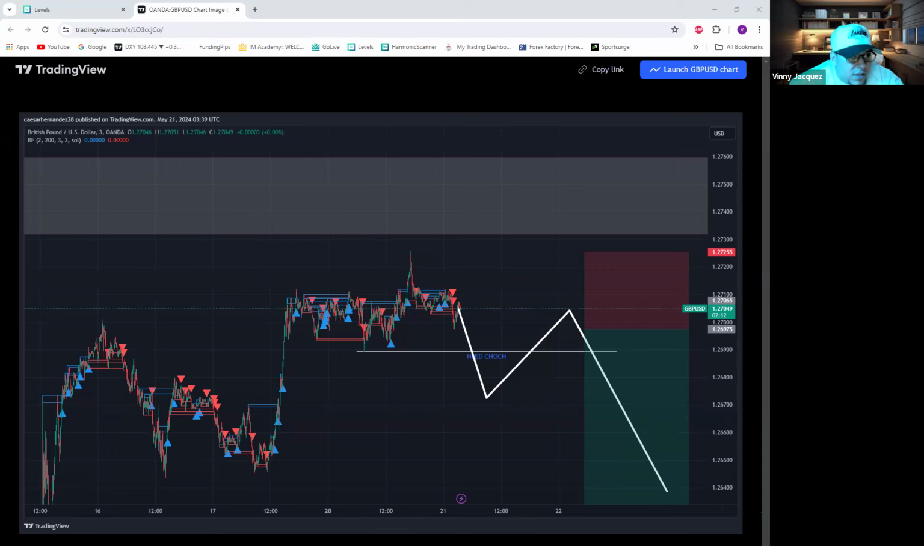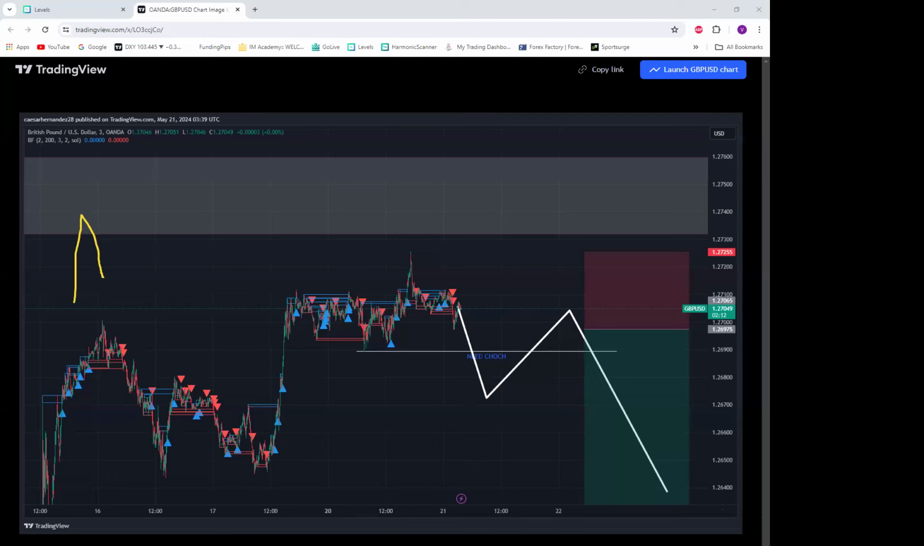So notice how this is the 15. This is the weekly time frame. Weekly time frame. Look at all this, guys. First off, look at this shoulder. Just see Caesar's chart. Oh, okay, never mind. Let me go ahead and back out.